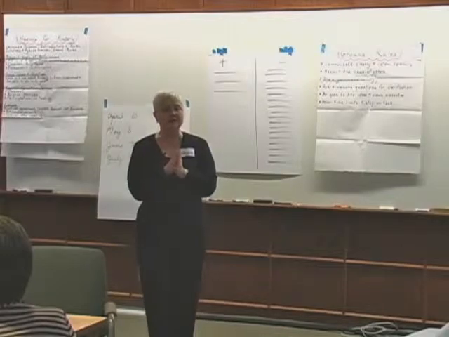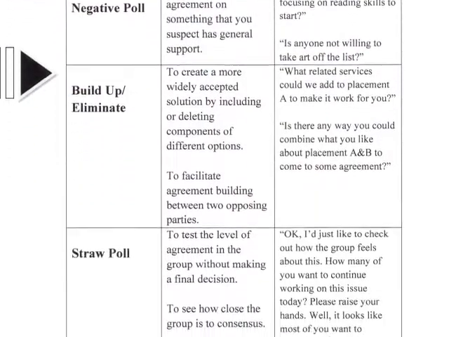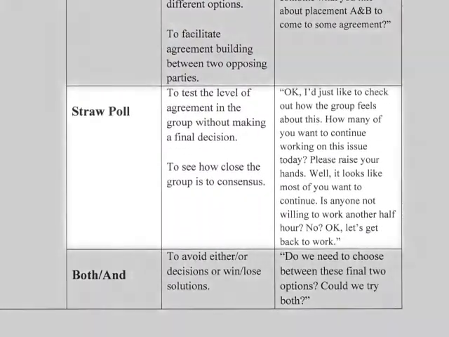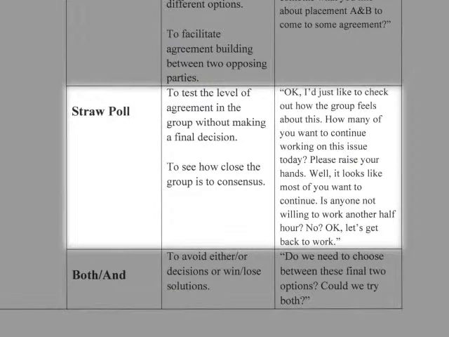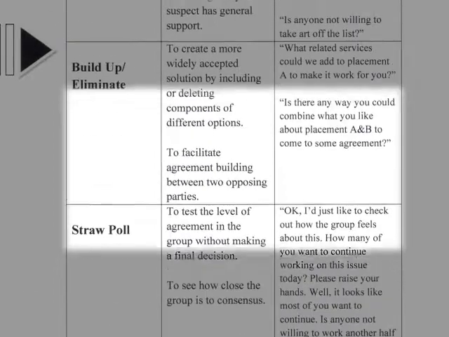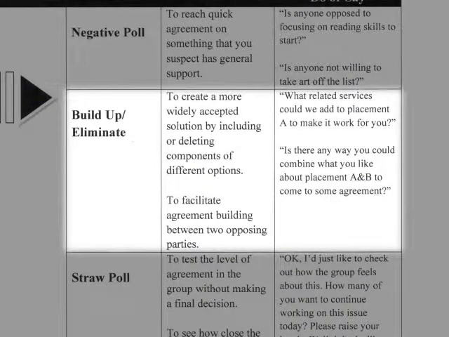If you ask solely based on a straw poll for agreement, somebody might sit there and kind of go, oh geez, I guess I'll go along with it. And then you have to worry about a saboteur afterward and whether they're going to blow up the IEP you've already got an agreement on. So that's the key. The next tool is build up or eliminate.